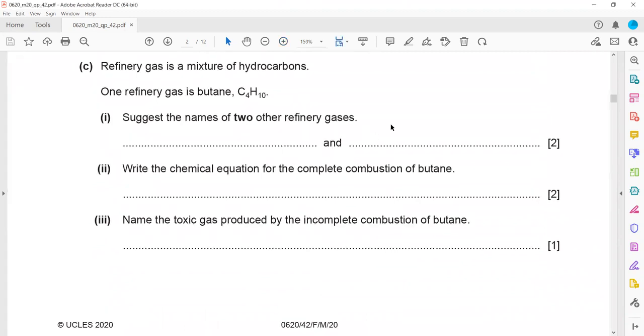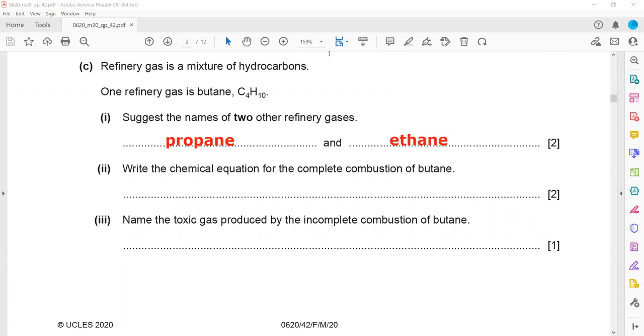Refinery gas is a mixture of hydrocarbons. One refinery gas is butane, C4H10. Suggest the name of other refinery gases. As the number of carbons decreases, the boiling point also decreases. So refinery gases usually contain 4 or fewer carbons. If one is butane, then with 3 carbons, propane will be there. With 2 carbons, ethane will be there. With 1 carbon, methane will be there. So other refinery gases we can mention are propane and ethane.